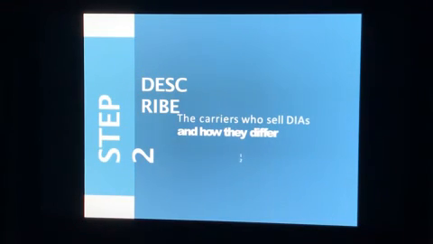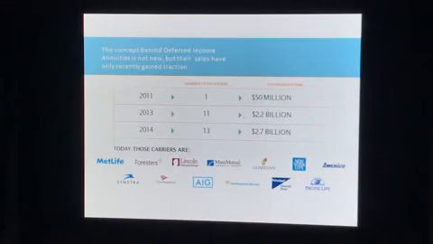Now, the second step: the carriers who sell the DIA and how they differ. Here we will describe the carriers who sell the DIA and how their policies are different. These are the basic carriers worldwide, specifically in the United States. The concept behind deferred annuities is not new, but their sales have only recently gained traction.